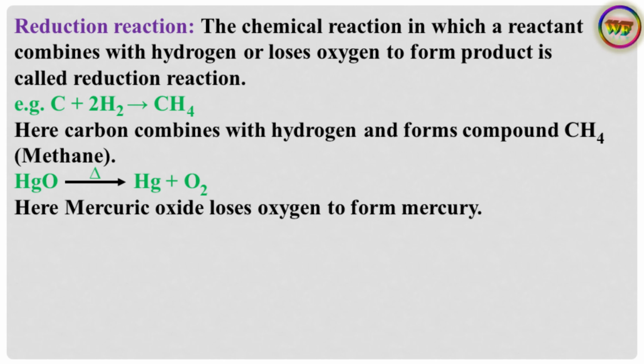Reduction reaction. The chemical reaction in which a reactant combines with hydrogen or loses oxygen to form a product is called a reduction reaction. For example, carbon plus 2 hydrogen yields methane. Here, carbon combines with hydrogen and forms the compound methane. Mercuric oxide yields mercury plus oxygen. Here, mercuric oxide loses oxygen to form mercury.